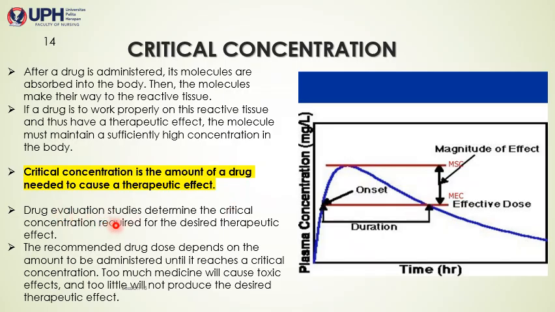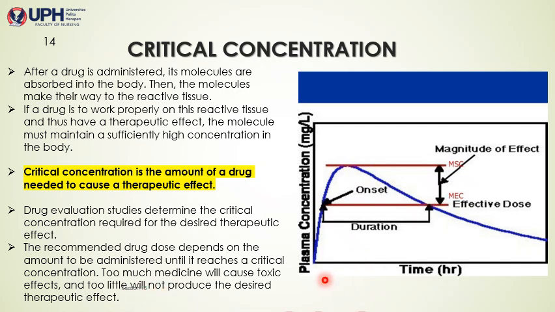Drug evaluation studies determine the critical concentration required for a desired therapeutic effect. The recommended drug dose depends on the amount to be administered until it reaches a critical concentration. Too much medicine will cause a toxic effect, but too little also will not produce the desired therapeutic effect. So remember this: too much causes toxicity, less than what we want will not cause the therapeutic effect or the desired effect from the drugs that we hope to have.